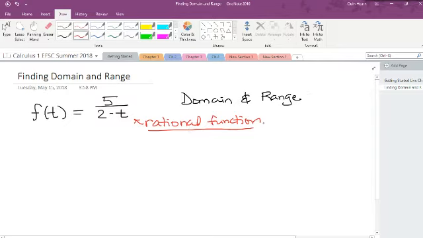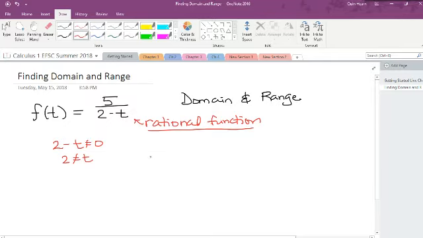Good, exactly. It's not allowed to equal 0. So to find the domain is just a matter of setting the denominator equal to 0 to find any restricted values. So that would mean that 2 is equal to t. This is what it's not allowed to equal, so we'd have to leave 2 out of the domain.